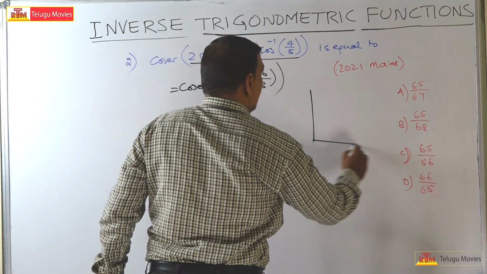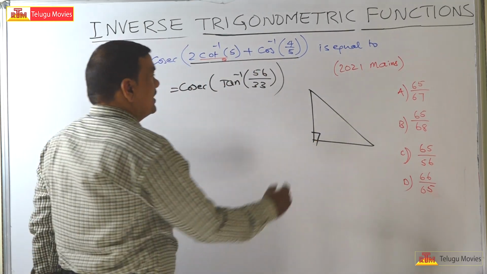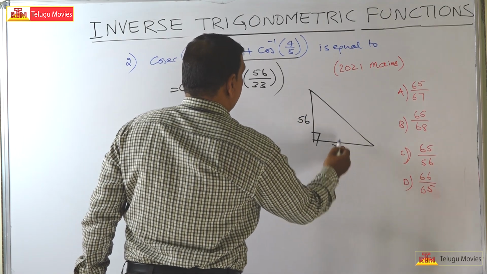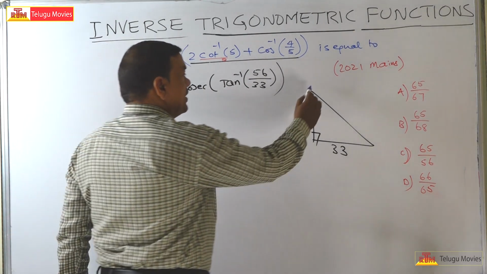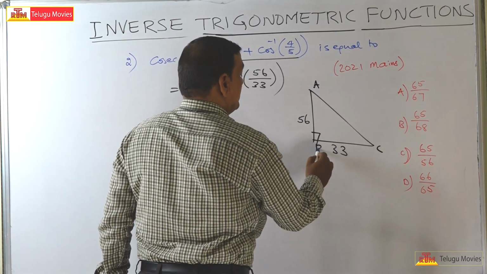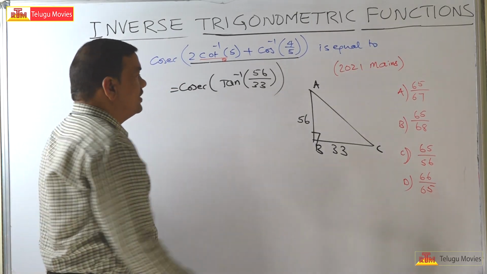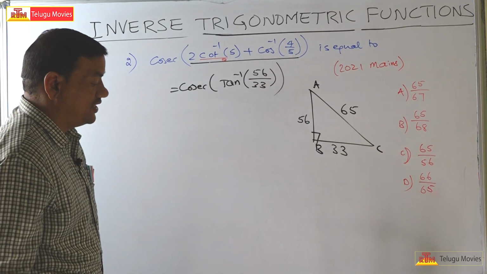So, let us take the right angle triangle. So, this is equal to opposite side is 56, hypotenuse is 33. Apply the formula, so that is equal to AC square, you call it as ACB. AC square is equal to AB square plus BC square. So, definitely you will get 65. Okay, calculate that, you will get 65.